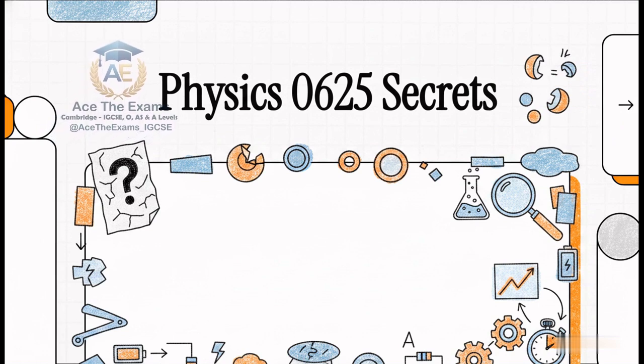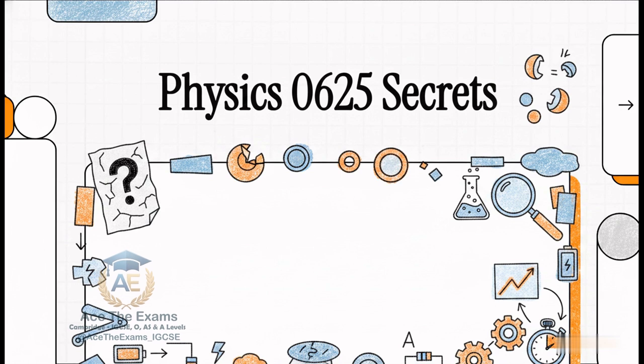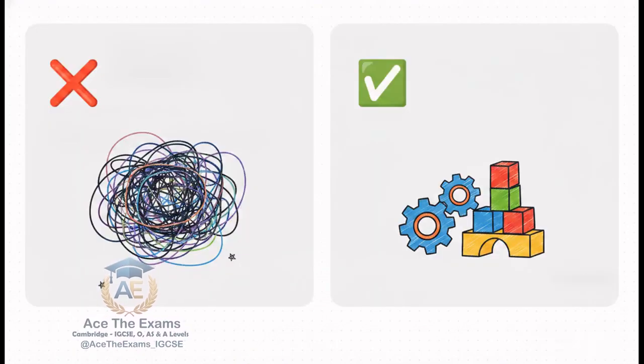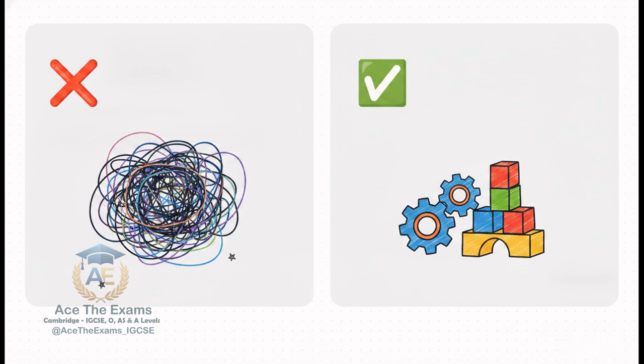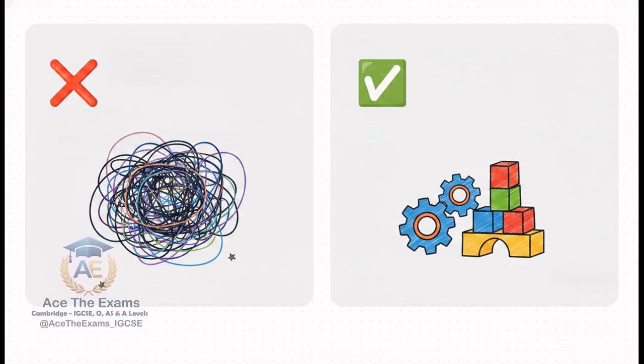If you've been bleeding marks on practical data and calculations, we're going to fix those painful mistakes right now. Okay, let's dive right in. If you are substituting numbers before you even rearrange the formula, you're literally bleeding marks. It causes arithmetic errors, copying mistakes, it's just a mess.